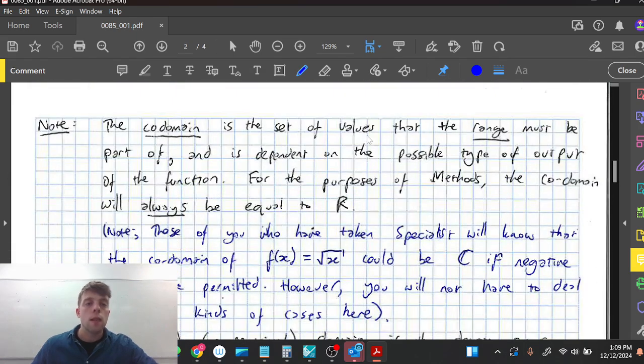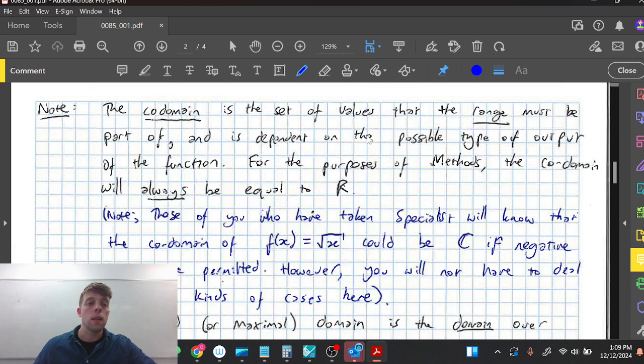So let's have a look at a few key details here. So first up, we have the concept of the codomain. So I told you not to worry about it. It's always going to be R, but for argument's sake, if you are interested, there are things called complex numbers. So basically, let's suppose we have a function. Let's say we have a function square root of x. Now, square root of x, normally this number here needs to be a positive number.